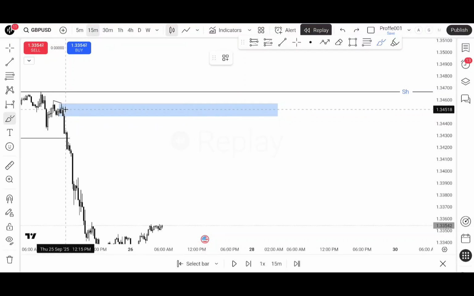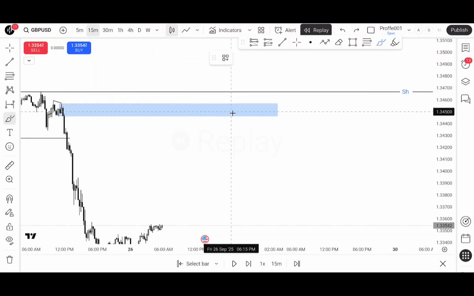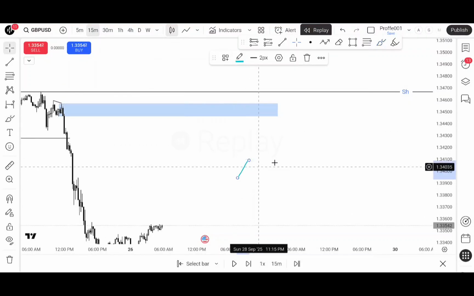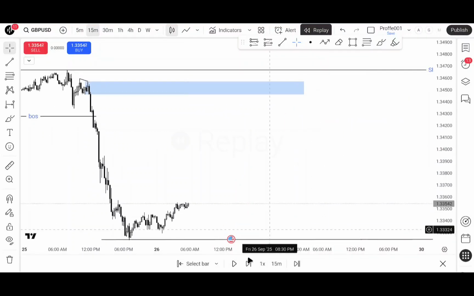Three, liquidity. There is no liquidity. If the market wants to take liquidity, this order block will be used as liquidity. But if it doesn't want to take it, we'll still trade. So what are we going to do? We are going to play price and see how things play out.